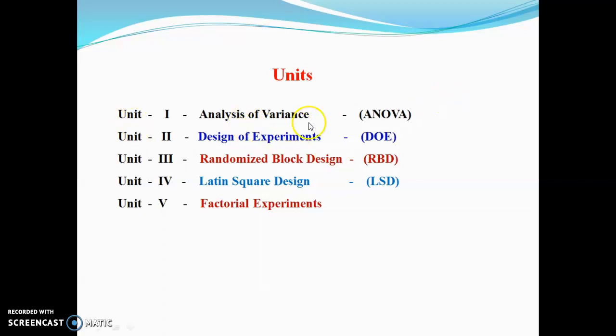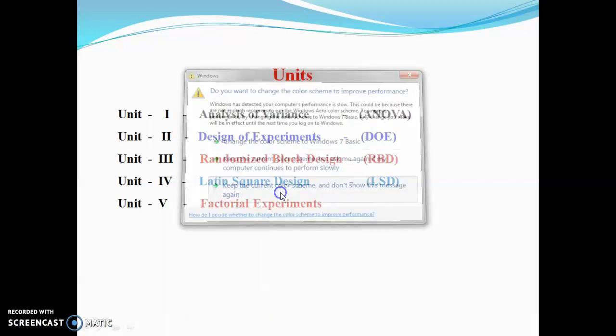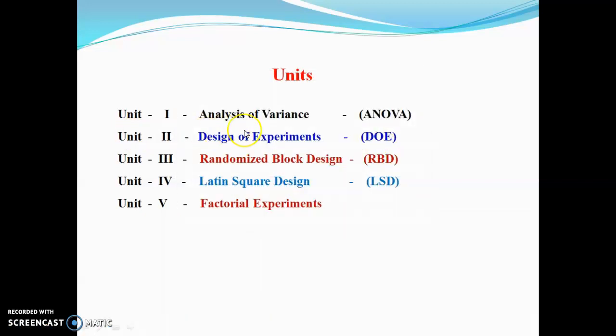First unit, Analysis of Variance, in short abbreviated as ANOVA. Unit second, Design of Experiment, DOE. Unit third, Randomized Block Design, RBD. Unit 4, Latin Square Design, and last, Factorial Experiments. So these are the 5 chapters in paper number 14.